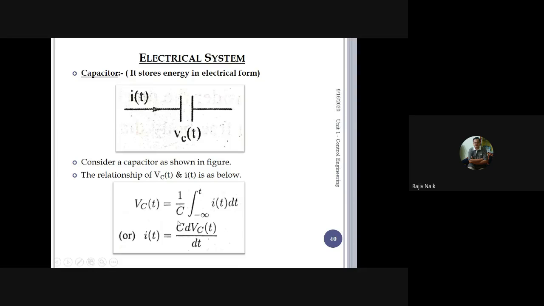If you write this same equation in terms of I, differentiating both sides, you can write I equals C dVc upon dt. So this equation is in terms of voltage and this equation is in terms of current. So the voltage drop across the capacitor is 1 upon C into the integration of I dt.